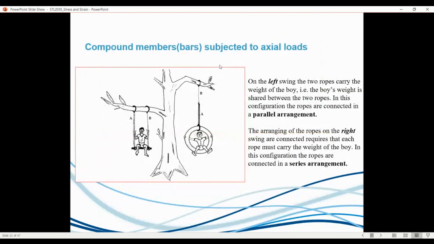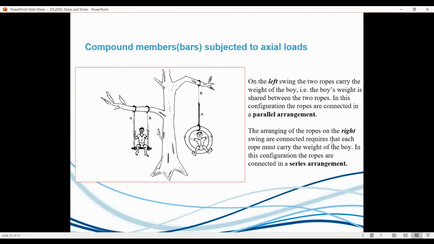It's a bit vague here, but on the left swing there are two ropes that carry the weight of the buoy. The buoy's weight is shared between two ropes. In this configuration, the ropes are connected in a parallel arrangement. So basically, look at the guy on the left. He's sitting down, and his weight is pushing down with gravity, and A and B carry that. So that's a parallel arrangement. We'll talk more about this. It's disjointed, the way I'm presenting this. I find it funny. And we talk about axial loads here, so it's only axial loads to the center, arguably. And then on the right, we have a guy sitting, I don't know what that is, some type maybe, and he's applying a weight on that.